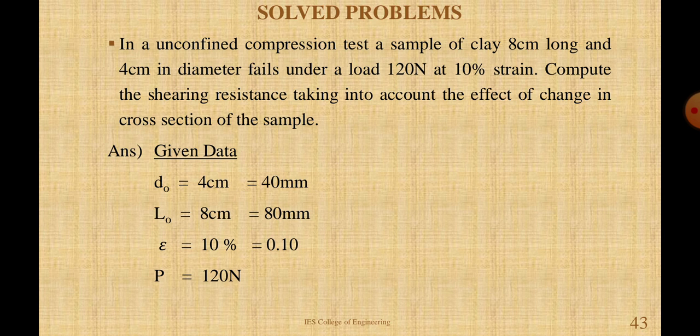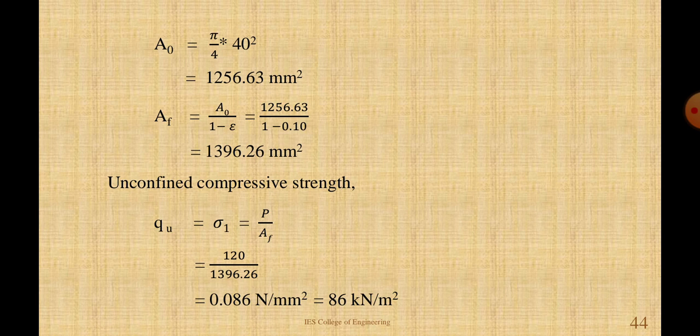Then the problem. In an unconfined compression test, a sample of clay 8 cm long and 4 cm in diameter fails under a load of 120 Newton at 10% strain. Compute the shear resistance taking into account the effect of change in the cross section of the sample. That is, given data, D naught is equal to 4 cm, that is equal to 40 mm, L naught is equal to 8 cm, that is equal to 80 mm, epsilon equal to 10%, that is equal to 0.10, and the load P is equal to 120 Newton.